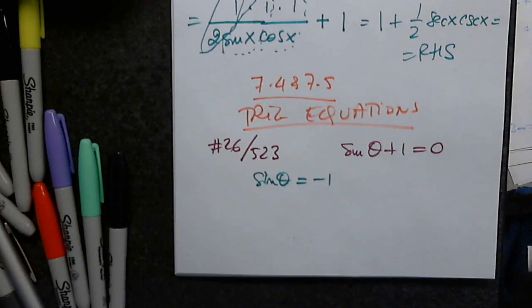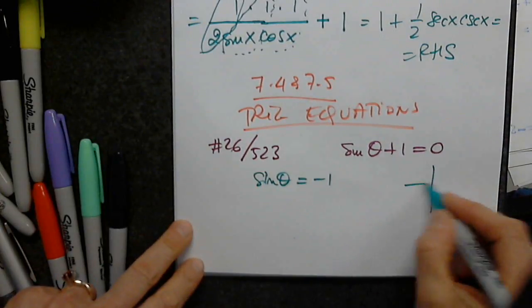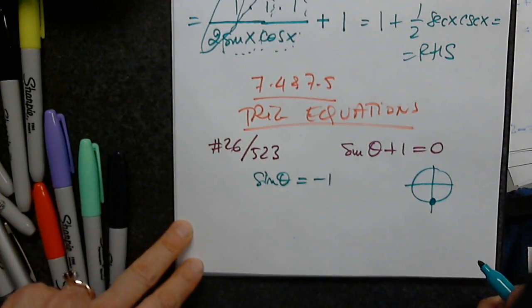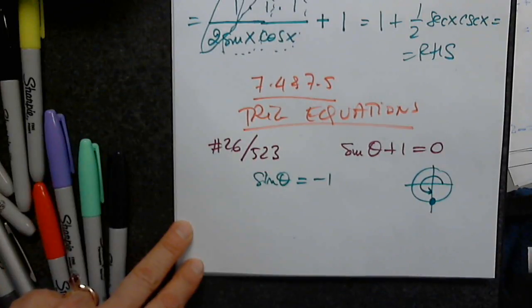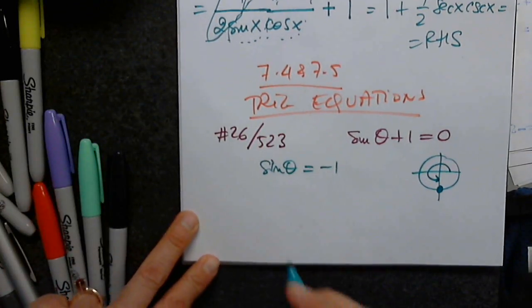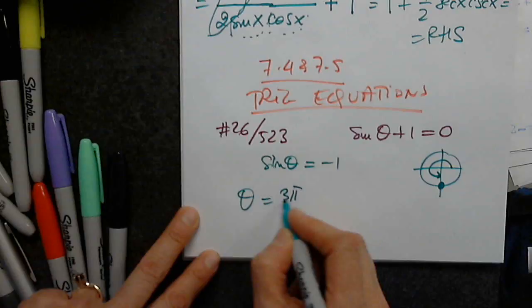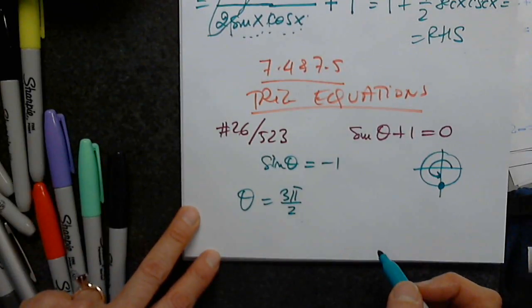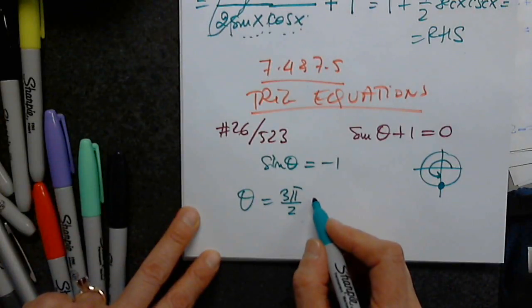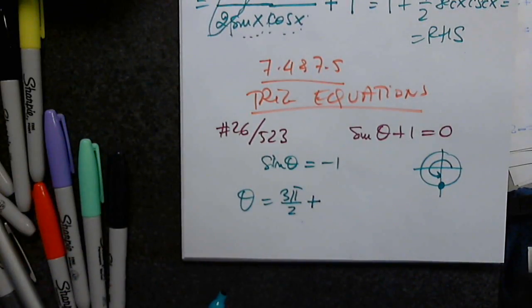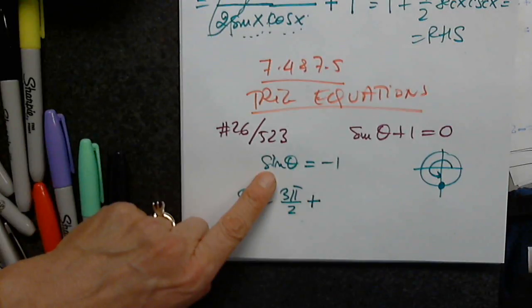So up here it's 1. Where will be negative 1? It's 1 here, so it has to be 3 pi over 2 here. Right. So I will say this is the only angle that has sine negative 1. So then theta equals 3 pi over 2. Correct? Okay. I'm going to write plus, what is the period for sine?